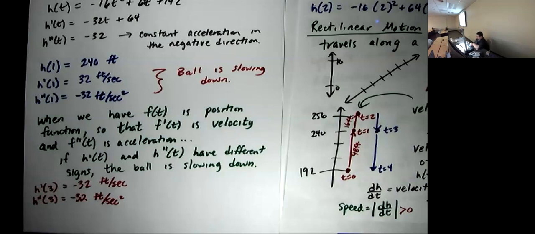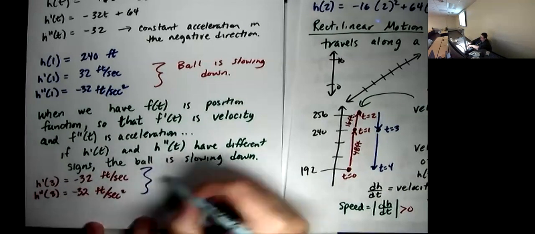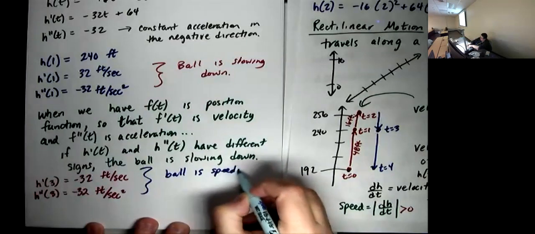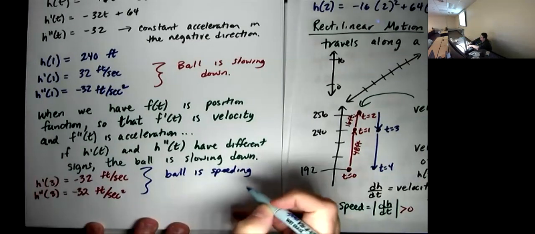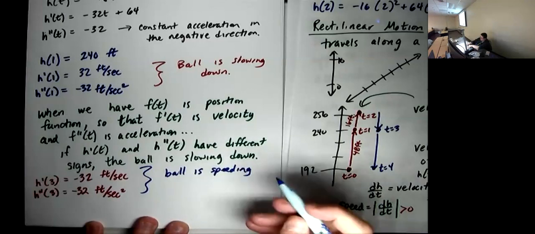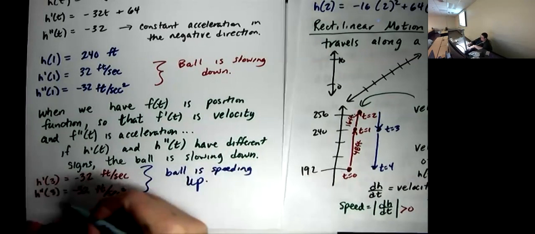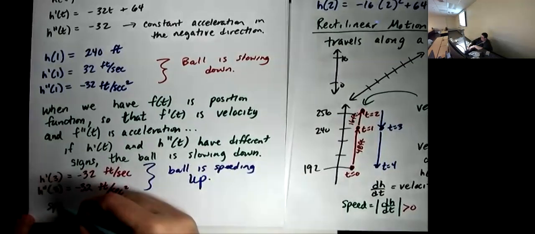Now the signs match though, right? This is a scenario where the ball is speeding up. It's accelerating downward. Its velocity is matching its acceleration, so acceleration is increasing the speed. So speeding up happens when the signs match.